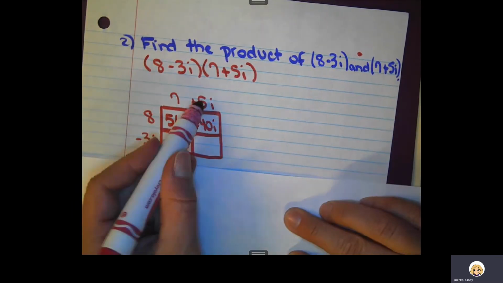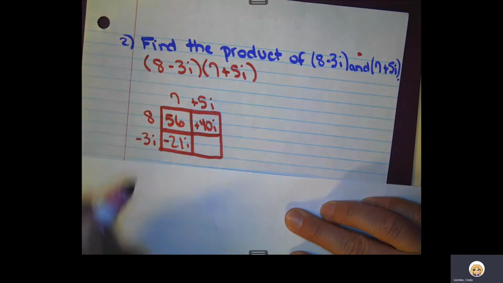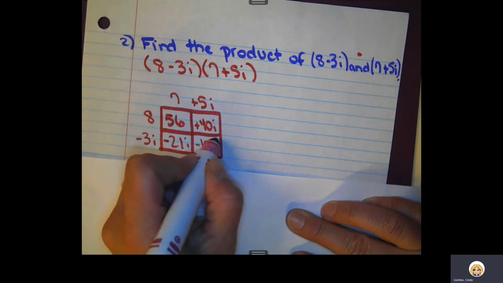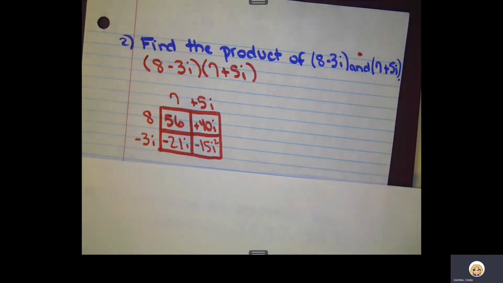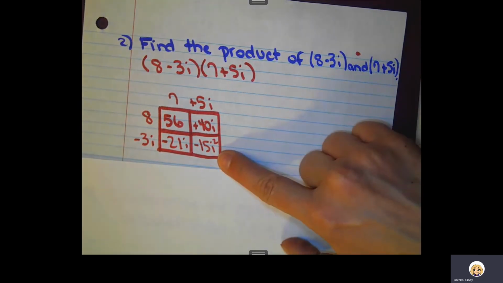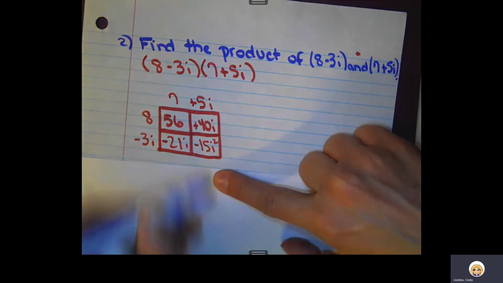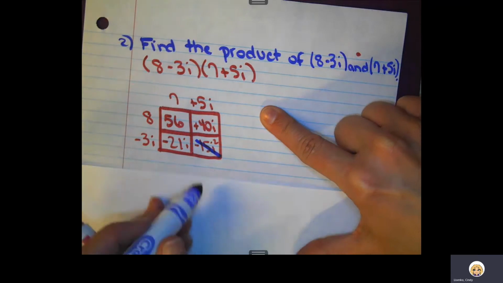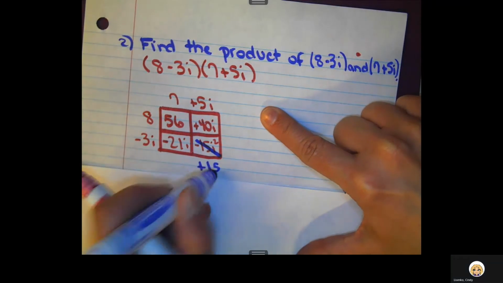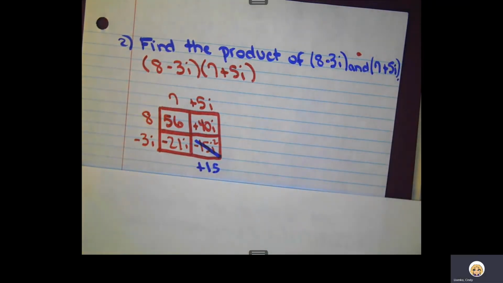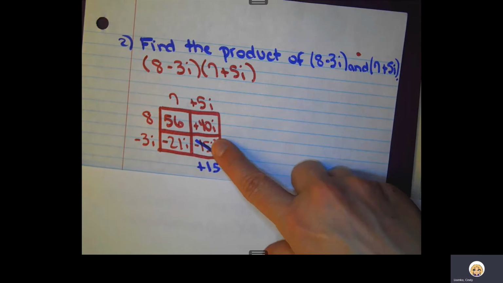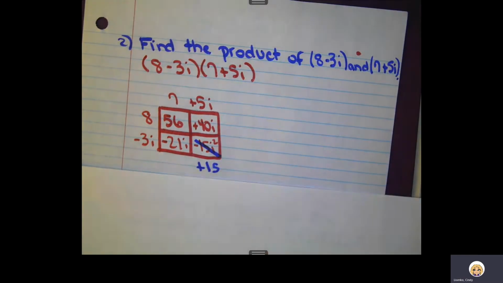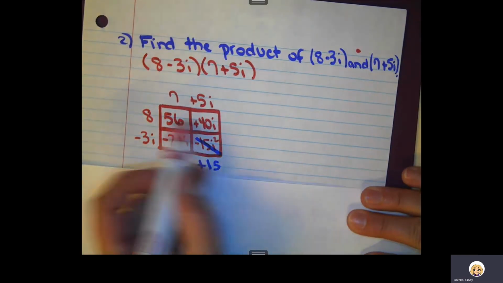And negative 3i times positive 5i is negative 15i squared. If you remember from the last lesson, whenever we have an i squared, that is the same as multiplying by negative 1, which means this turns to a positive 15. So remember, when you have an i squared, all you're doing is dropping the i squared and changing the sign of that term. So now we're going to rewrite our terms in the boxes.